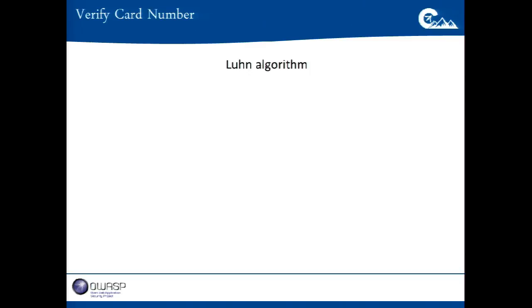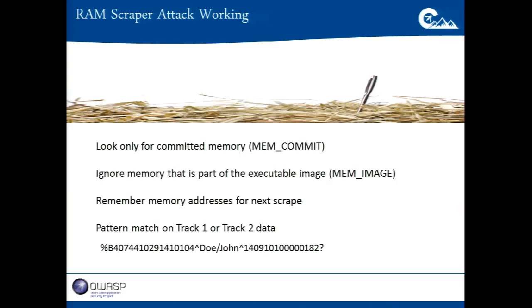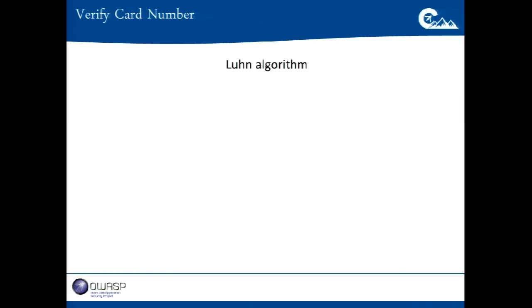So after getting the number, let's say it did find this pattern and it was able to extract this credit card number from memory, what it does is it applies this Luhn algorithm. Now, this is not a malware algorithm.